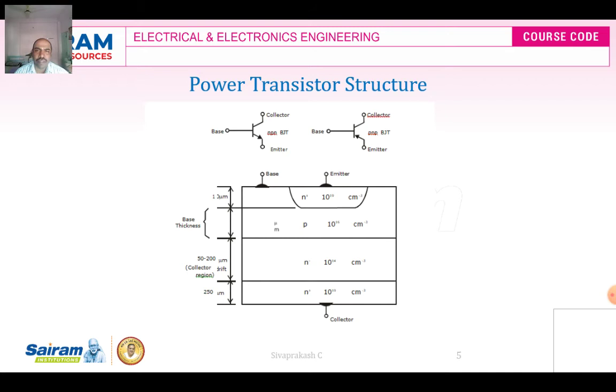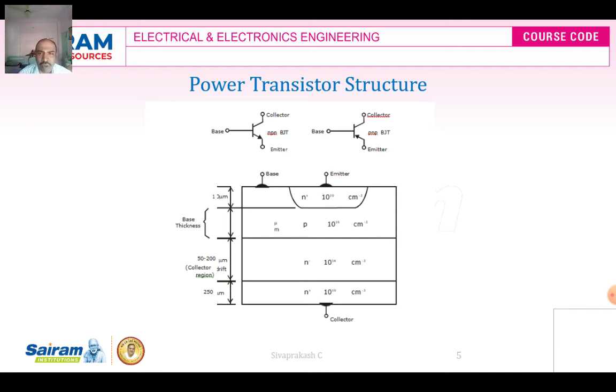Let us see the structure of the power transistor. I told you in the beginning, the power transistor is different from the ordinary signal transistor with respect to the structure. Here you are observing one layer added to the power BJT, called the N minus layer.